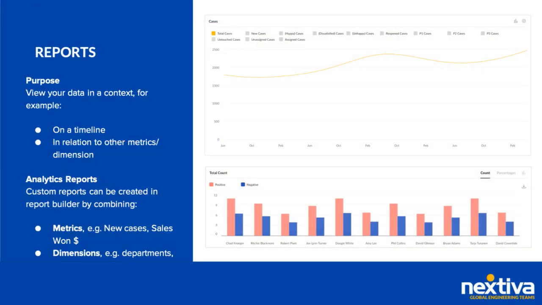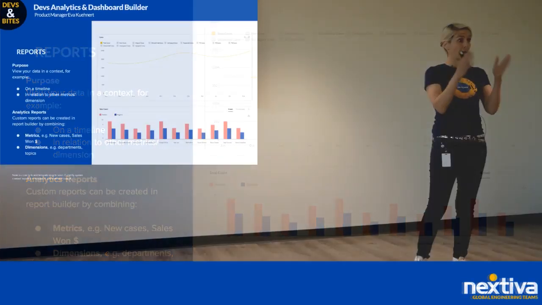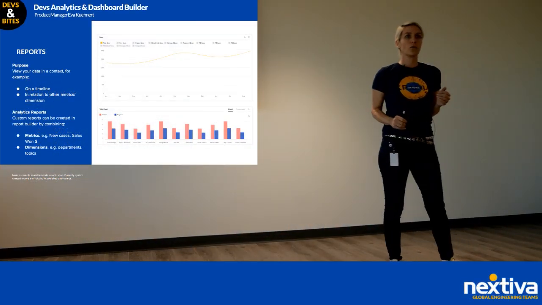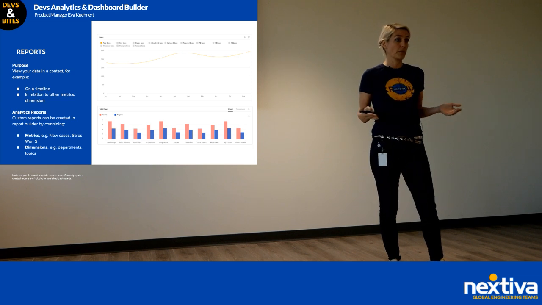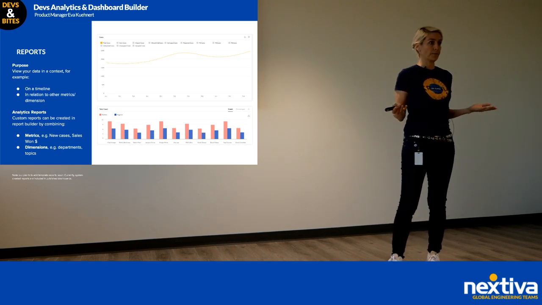Then we have a report that allows you to view your data on a timeline. So how are things changing over time, and also in relation to other metrics, or even as dimensions. So I can look at resolved cases, and then I can look at resolved cases broken down and grouped by users. Then I can sort it and see, okay, who has resolved the most cases last month or this month? Who is my best support user?